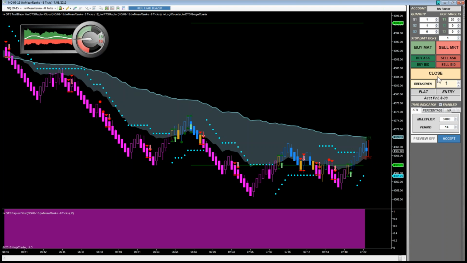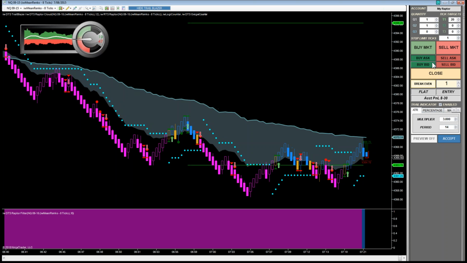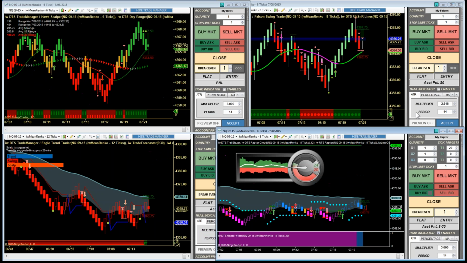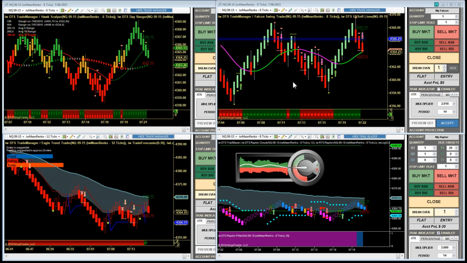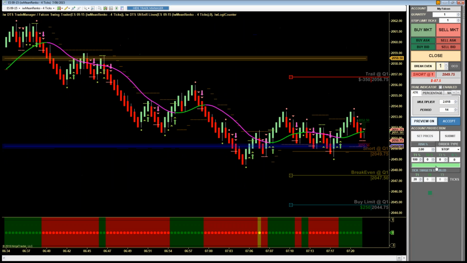Now, the Trailblazer or the Trade Manager can be used on any of the charts. I just happen to have the Trailblazer on the Raptor because I know very often those two are bundled together. And I have my Trade Manager on my Hawk, my Falcon, and my Eagle, but you can put those any which way you want. You can put a Trailblazer on your DTS or a Trade Manager on your Raptor.